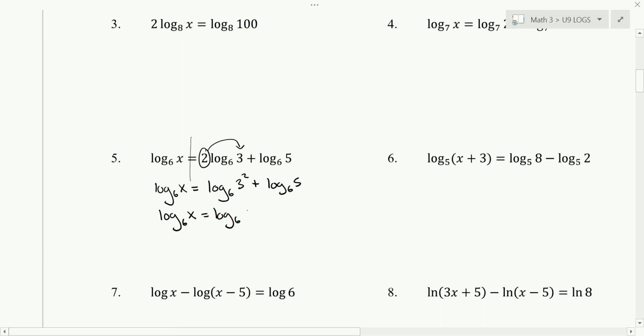Three squared is 9, and the product property allows us to add logs by multiplying its components here. So now we have a log base 6 equal to another log base 6, so we set x equal to 9 times 5, so x is 45.